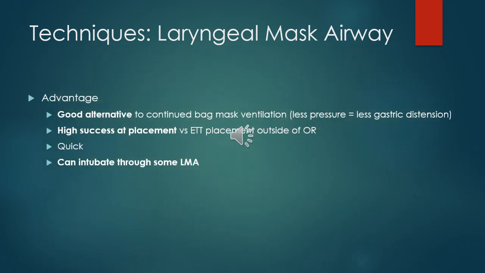So an LMA is superior to bag mask ventilation in most cases, especially if you need to do it for an extended period. You're going to have less gastric distension and you're able to use less pressure. It's also very quick and has a higher success rate than trying to do endotracheal placement outside of the operating room. And then some of the more advanced techniques can involve intubating through there and further airway manipulations.